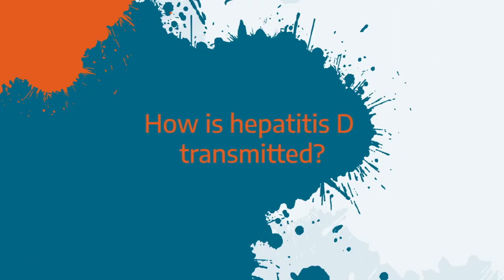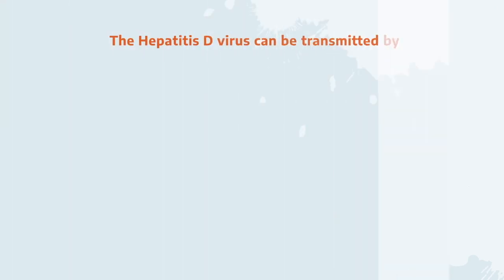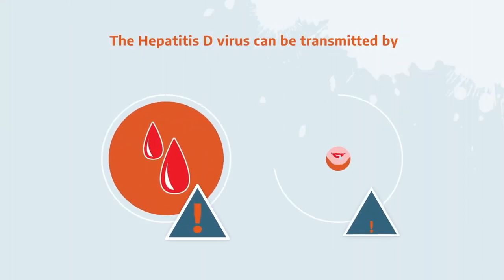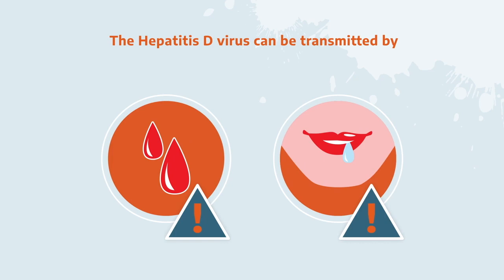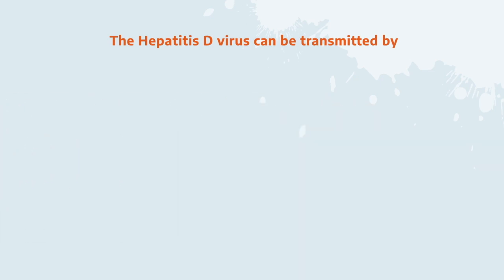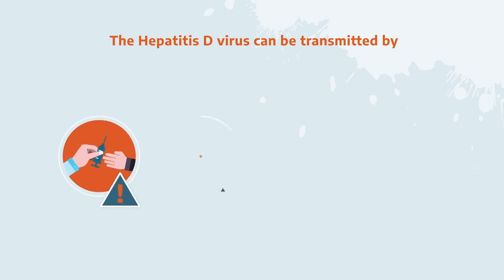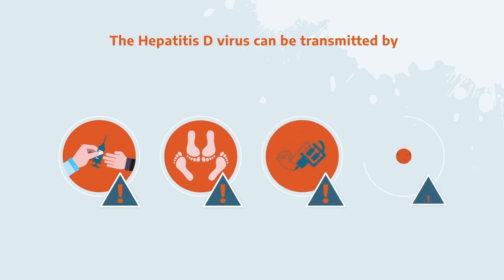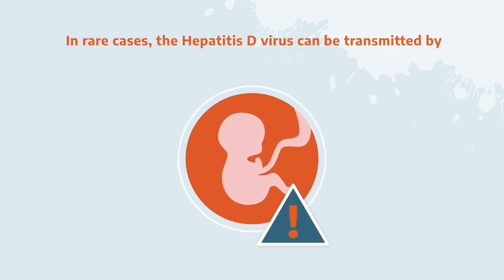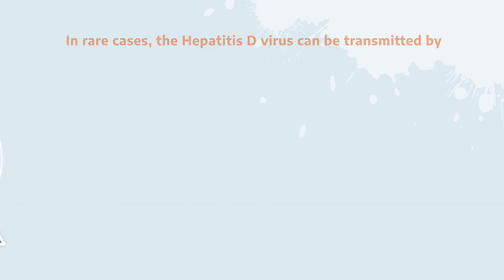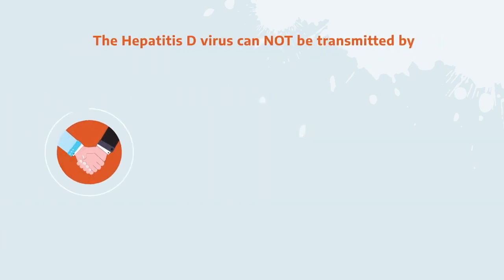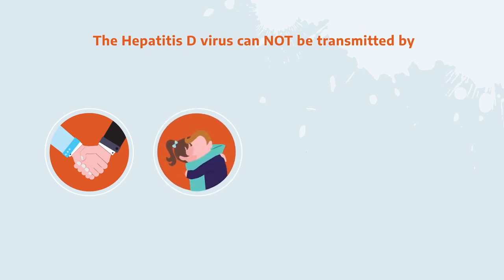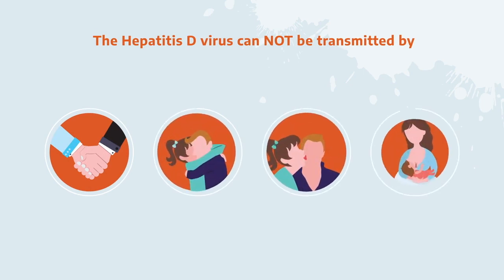How is hepatitis D transmitted? The hepatitis D virus is transmitted through contact with blood and other bodily fluids of infected people. For example, when using contaminated needles and injecting equipment, during injury-prone and unprotected sexual contact, and when tattooing and piercing with an infected needle. Infected mothers can also transmit the virus to the child during birth. There is no risk of infection when shaking hands, hugging someone, kissing on the cheek, or even when breastfeeding.